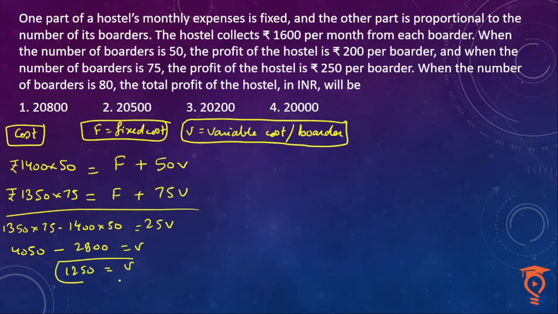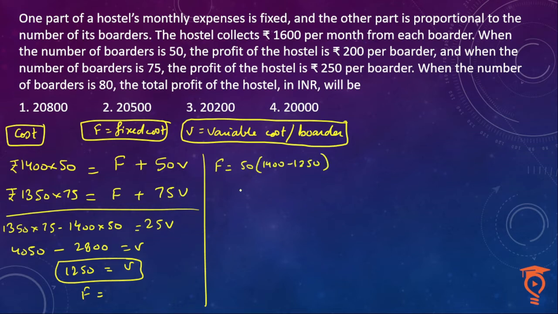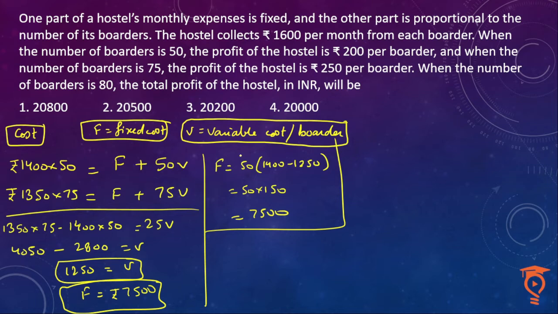1250. That's great. And therefore the fixed cost, if I put 1250 in this, F will become, taking 50 common, 1400 minus 1250, that would be 50 into 150, that would be 7500 rupees. Fixed cost comes out to be 7500 rupees. Alright, so now we know fixed cost and variable cost.